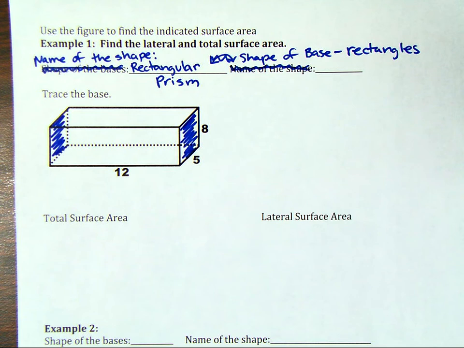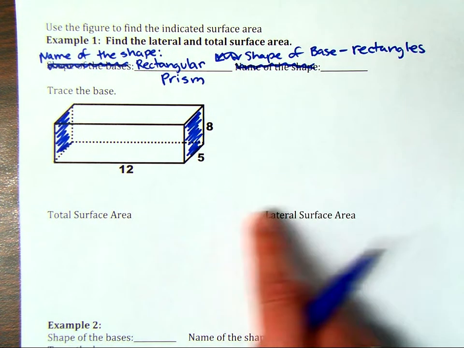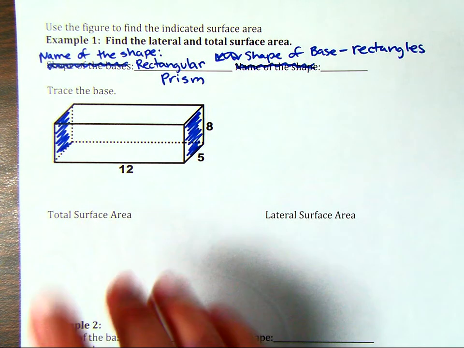In a rectangular prism, it really does not matter which two rectangles you label as the bases. The only thing it could affect is your lateral surface area, but it's not going to affect your total surface area. So let me show you what I mean by that.